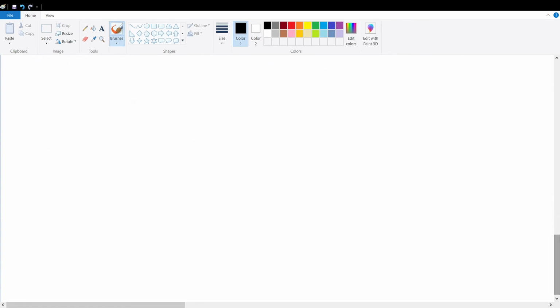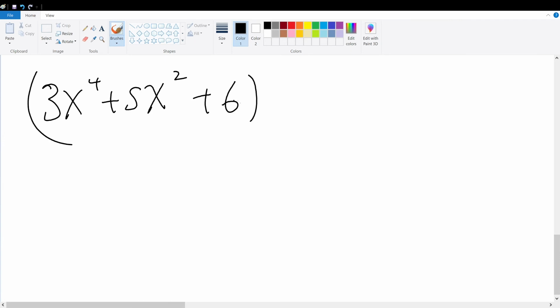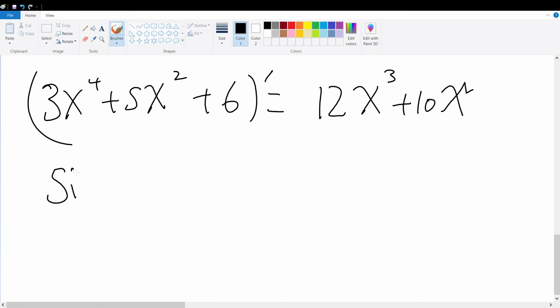So now let's do some questions to practice. If I give a function like 3x to the power of 4 plus 5x squared plus 6, and you want to take the derivative of this function, it will be 3 times 4, which would be 12x cubed, plus 10x. That's it. Really simple.